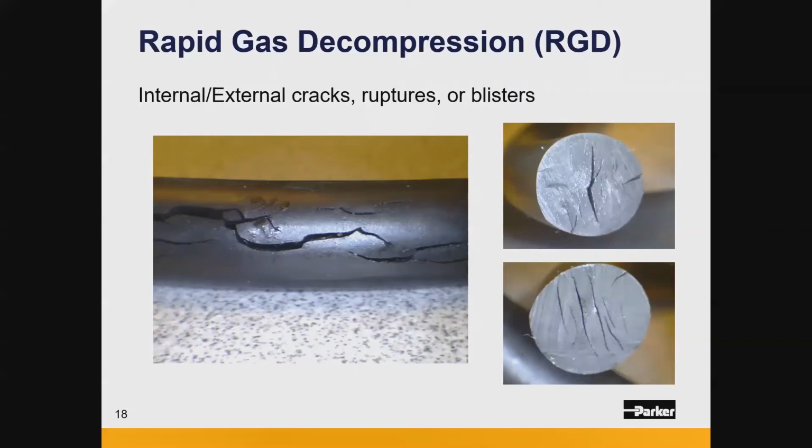Then when that system is rapidly decompressed, the gas that's permeated into the seal wants to escape the seal at a proportional rate. However, the physical properties of that seal material prevent it from doing so. And so the gas basically just rips straight through, causing these tears and these fissures.